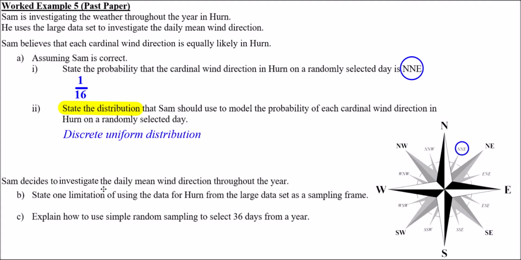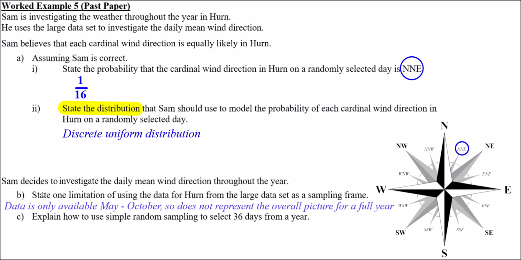Sam now decides to investigate the daily mean wind direction throughout the year. It says state one limitation of using the data for Herne from the larger data set as a sampling frame. What you need to remember is that data is actually only available from May to October in the large data set, so it doesn't represent the overall picture for a full year. So that's one thing you need to remember about what's in and what isn't in the large data set. It's only 6 months out of a full year.